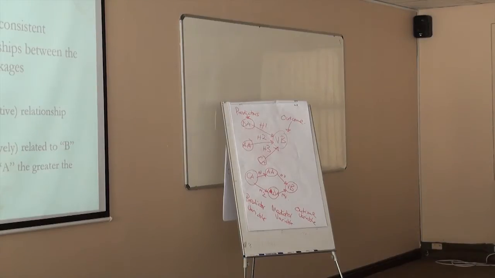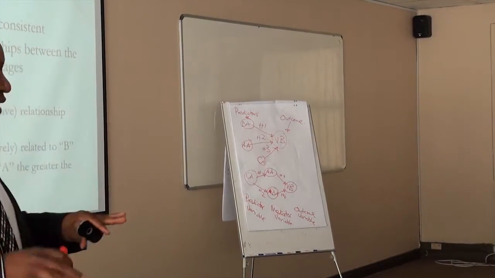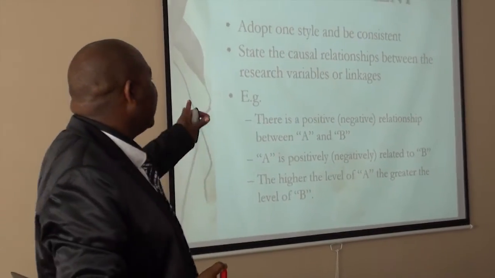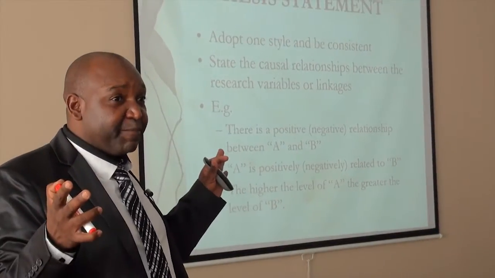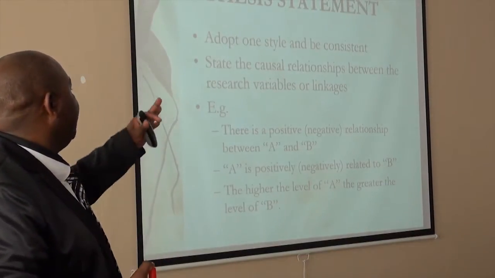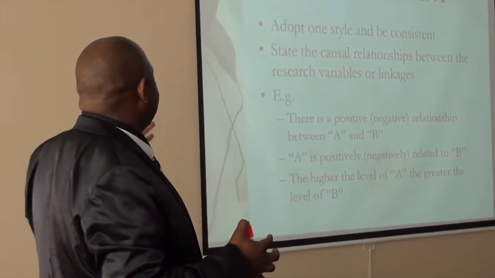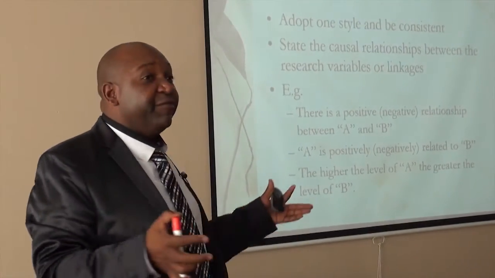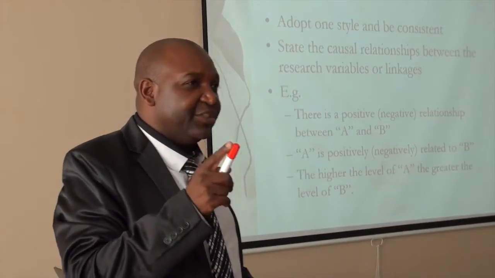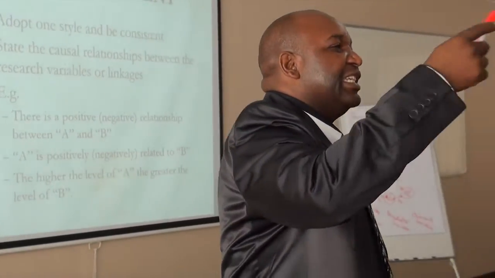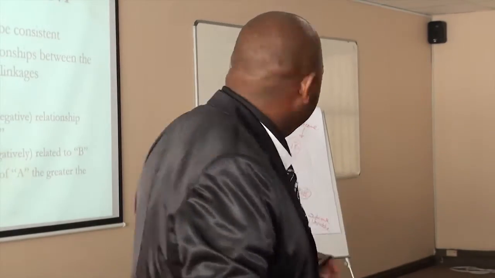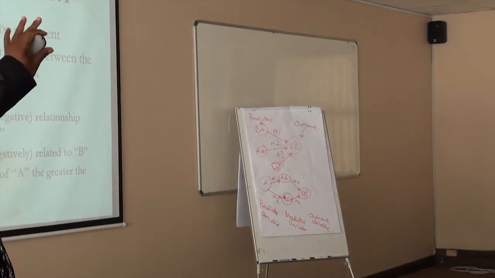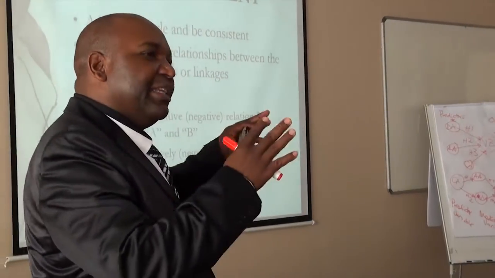Okay, on your hypothesis statement, just know that there are different ways of stating a hypothesis. You can state it like there is a positive or negative relationship between A and B, right? That's one way. Then you can say A is positively related to B. That's another way, right? Then the higher the level of A, the greater the level of B. That's another way. Are we together? But the catch-22 is you cannot alternate the way that you state a hypothesis. Are we together? Choose one and be consistent. That's the rule. If you choose the first one, there is a positive or negative relationship, then be consistent. If you choose the second one, then be consistent.